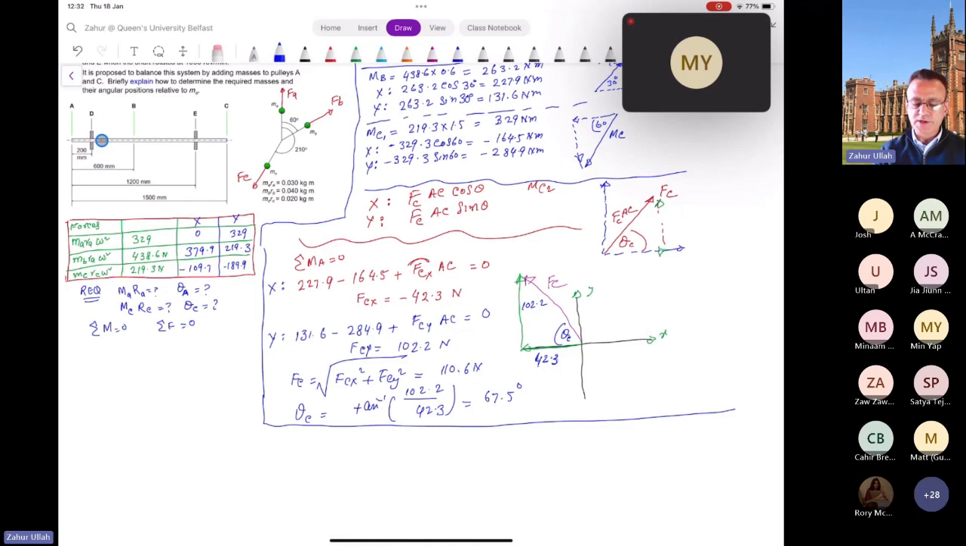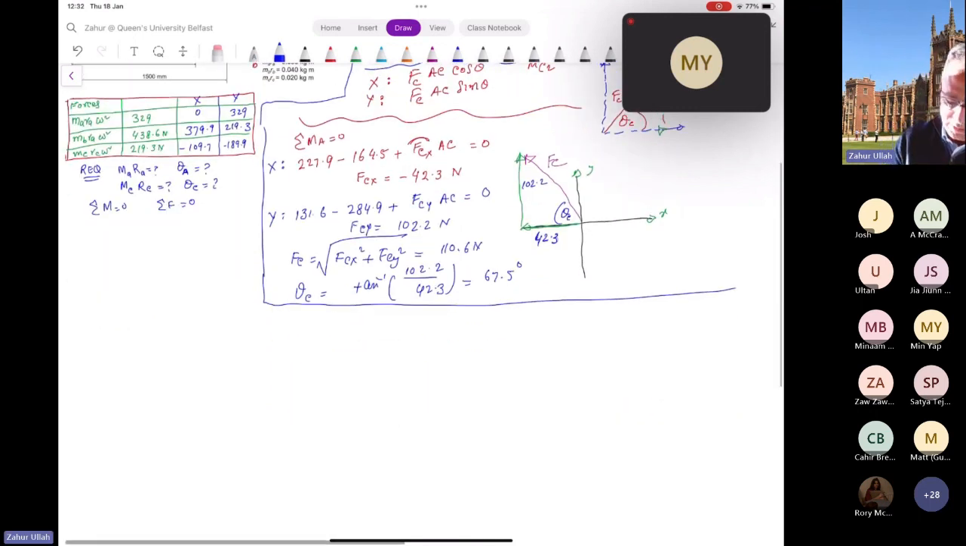Because initially there were two forces, the force method was not appropriate because there were two unknown forces. But now, because we managed to calculate one force, we will be able to calculate the other force by just using the force method now.